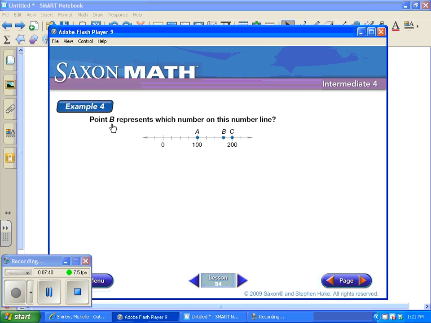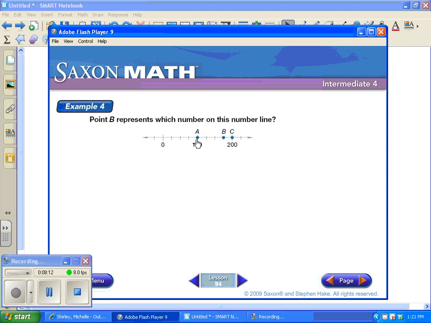Example 4. Point B represents which number on this number line? Now my favorite method for this is a guess and check. I like to guess what the tick marks stand for and count and check it and make sure that that holds true. So let's play around and pretend that these count for 10 and let's see if it would work. Okay, 100, 110, 120, 130, 140. Uh-oh, the tick marks do not stand for 10.